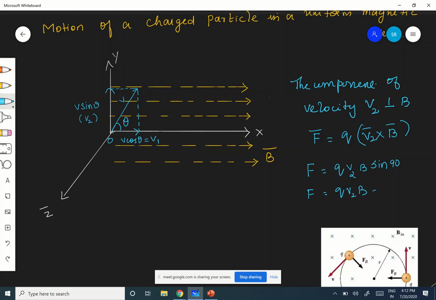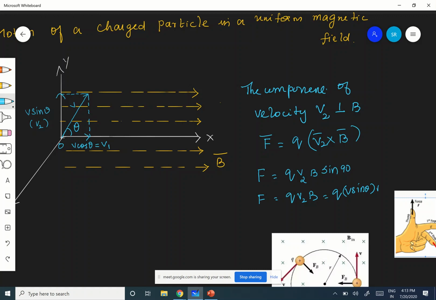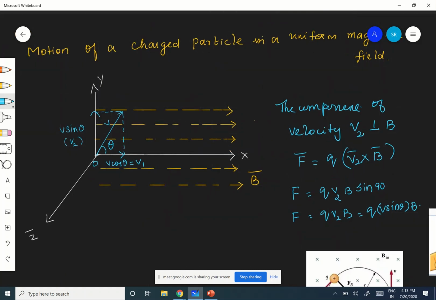And what is V2 here? V2 is nothing but V sine theta, no? So F is Q into V sine theta into B. Are you following? So this is the force experienced by the particle due to the vertical component, that is V2. And therefore, what is the direction of F?